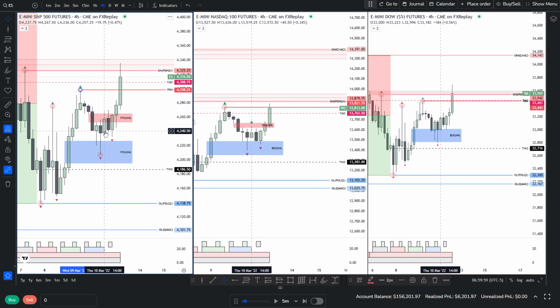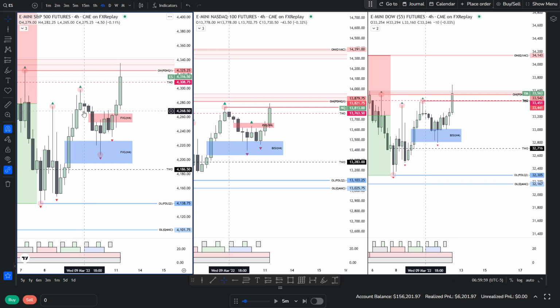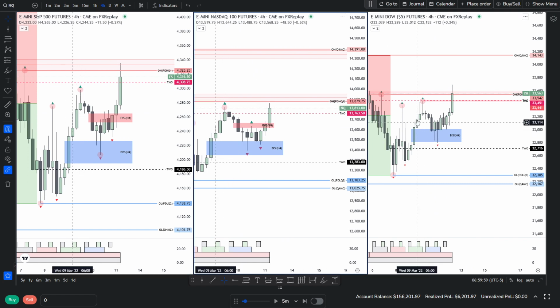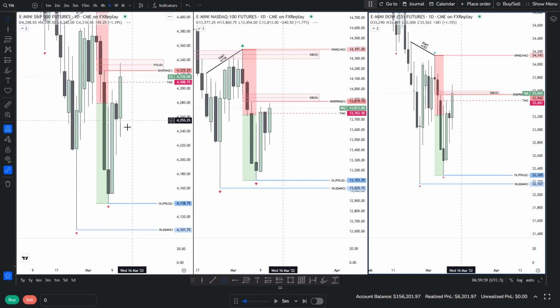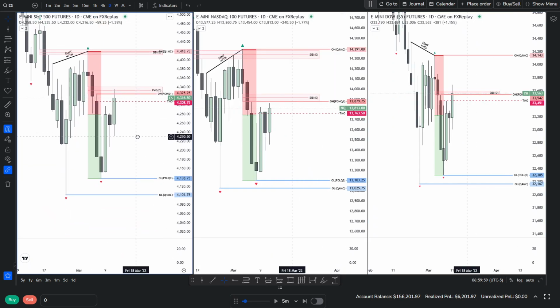So no clear high. Yeah, no clear high. So there's a start here. No clear high. So we're going to get rid of these points. Okay, so that's fine. Let's go back out to the daily. We can see that price has traded up into this fair value gap.